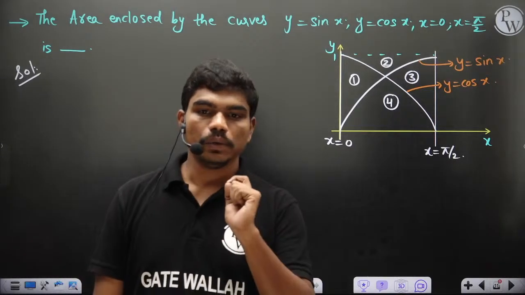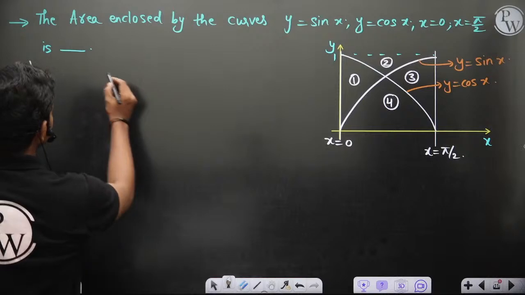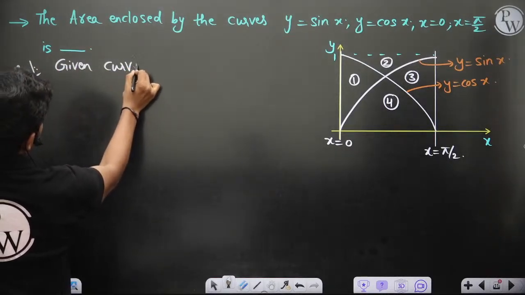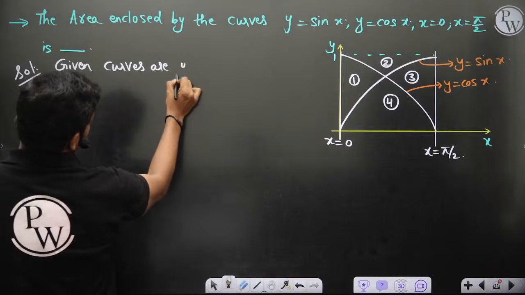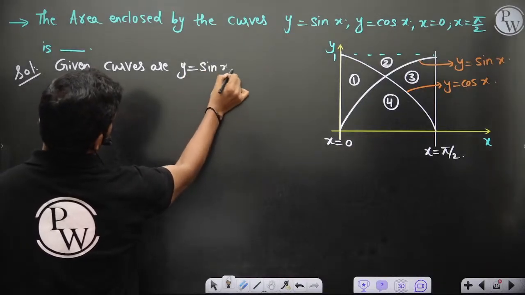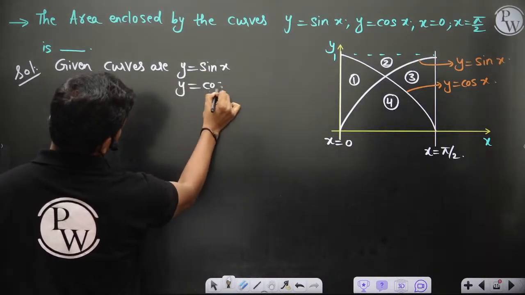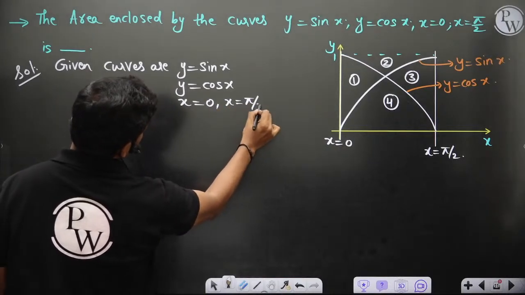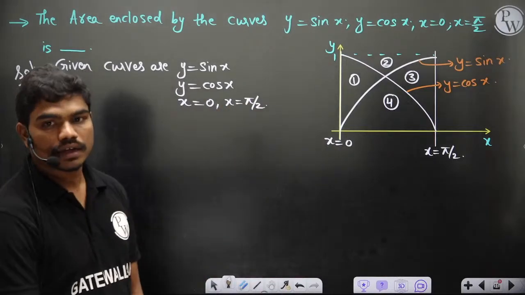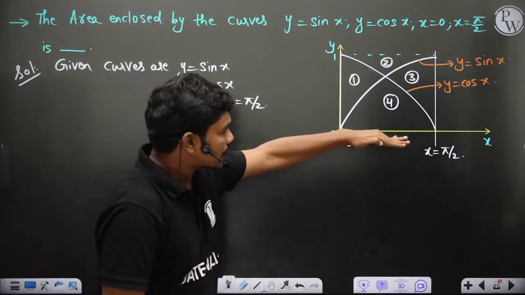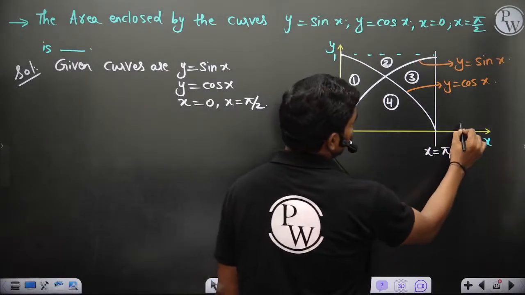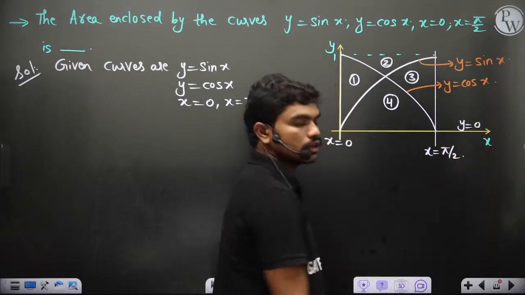Okay, let me tell you one thing. If you write these equations once, the given curves are y equal to sin x, y equal to cos x, x is equal to 0, x equal to pi by 2. Correct? Now, can someone tell me, is this x-axis present in these curves? What is the equation of the x-axis? Basically, y is equal to 0. Correct? This is the equation of the x-axis.